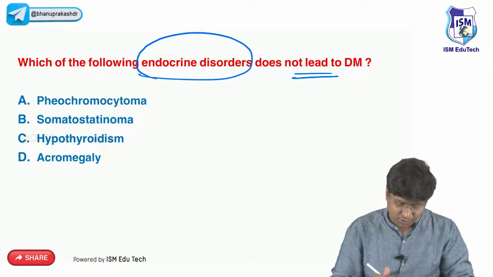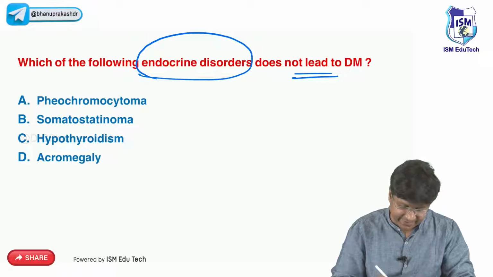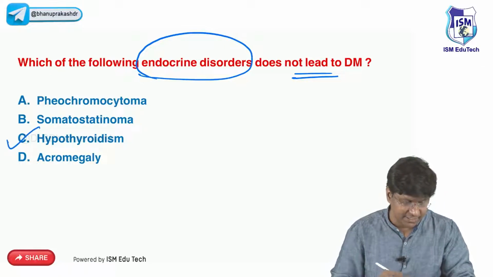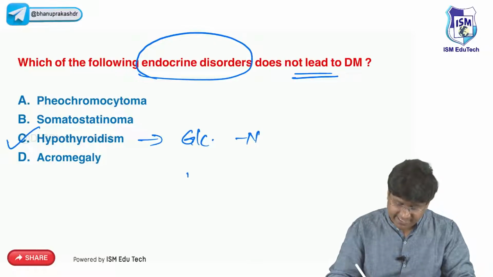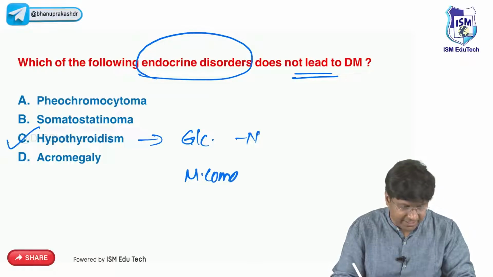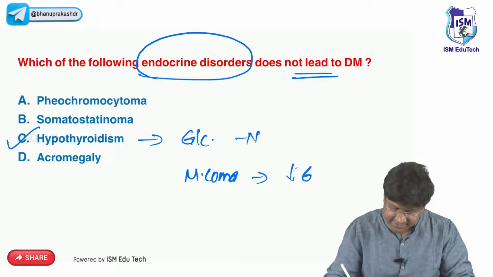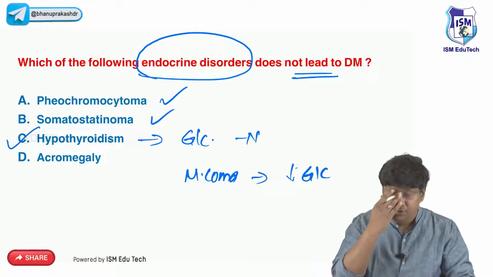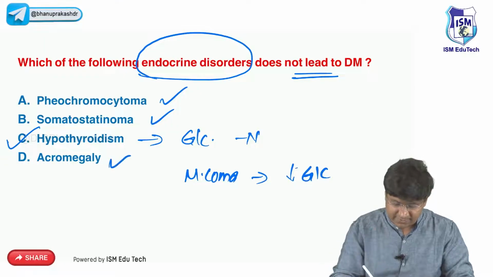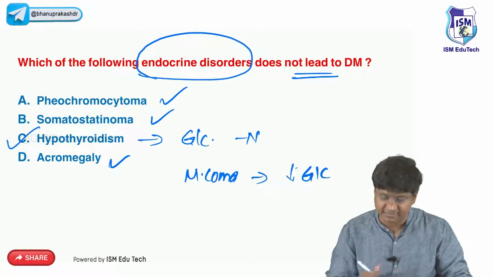Okay, right. So the one which will not cause diabetes mellitus is hypothyroidism. In hypothyroidism, the glucose levels remain normal. Only in case of myxedema coma, they may go into a state of hypoglycemia. Whereas the remaining all, pheochromocytoma will increase the blood glucose levels, somatostatinoma will increase the blood glucose levels, acromegaly will also cause an increase in blood glucose levels.